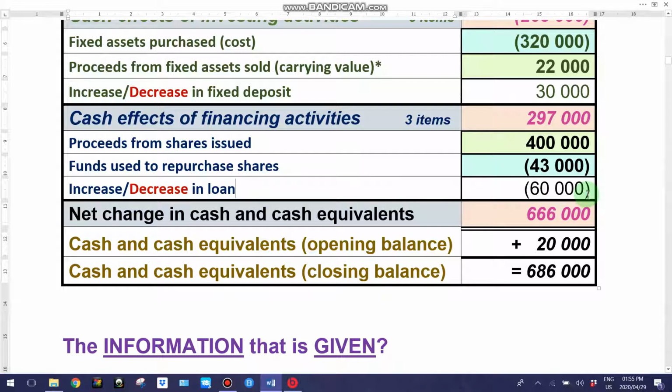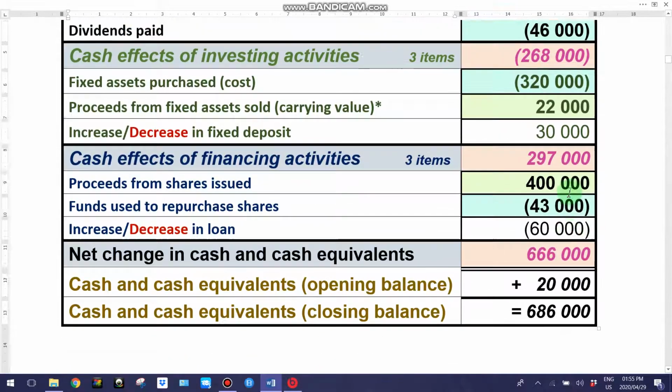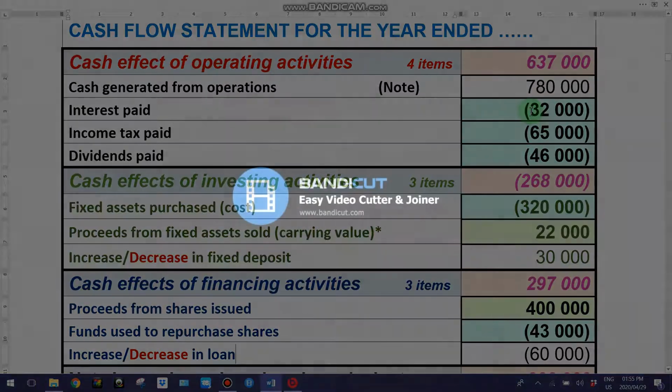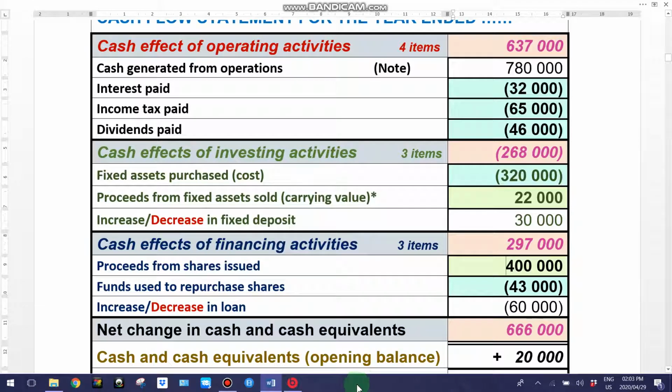Right, getting the idea now. So just be careful. We went through it quite carefully here. That third step, doing the loan, concludes the three parts of the cash flow statement.